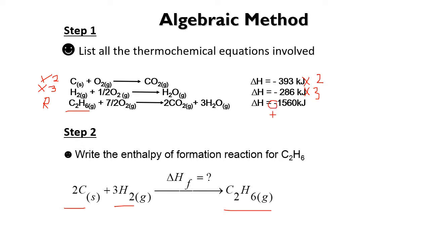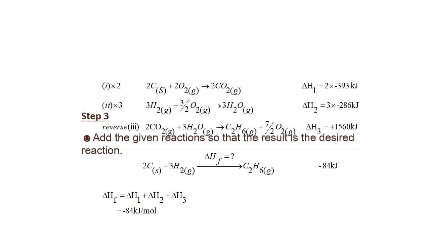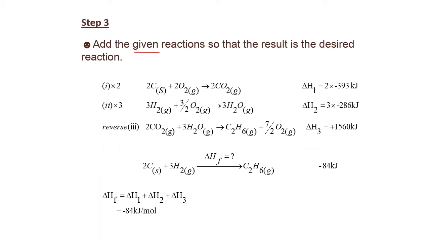Let's check step 3. Is it the same? Yes. Step 3, add the given reactions so that the result is the desired reaction. Times 2: when the whole equation is times 2, the enthalpy is times 2, and the phases stay the same, solid and gas. Times 3, and the phases stay the same, so the enthalpy is times 3, and then reverse the whole equation. Please write it down like this. So the enthalpy of the reaction equals negative 84 kilojoules. This is the final equation.